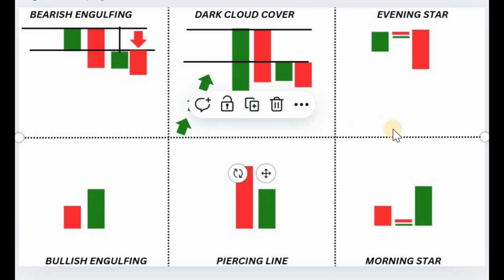Now the next pattern is the evening star. The evening star is also a reversal pattern. The evening star is a very good pattern, a strong reversal pattern. Now the good thing about the evening star, well, all reversal patterns, is that they work in a trending market for the continuation of that trend, but they cannot reverse a trend.